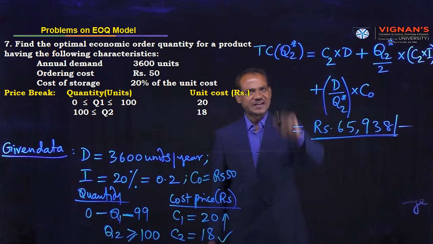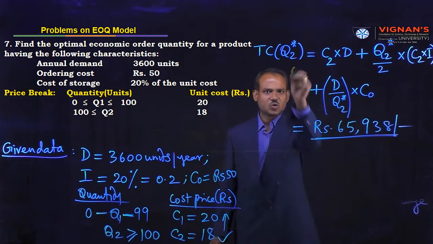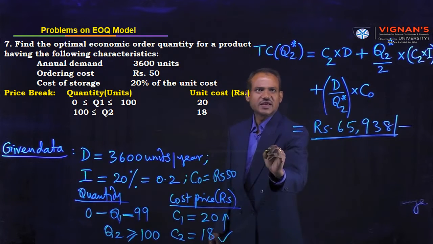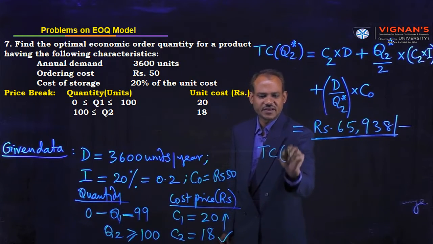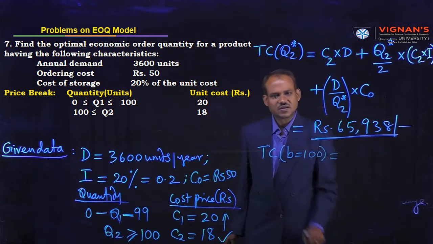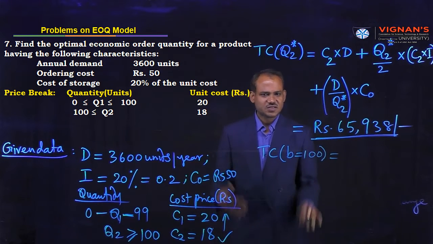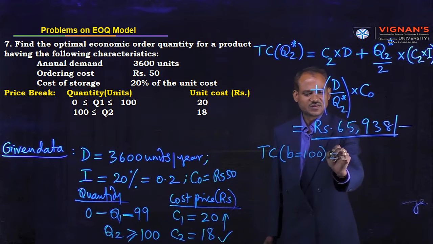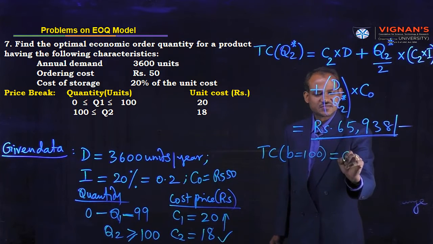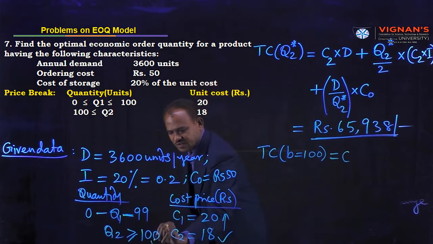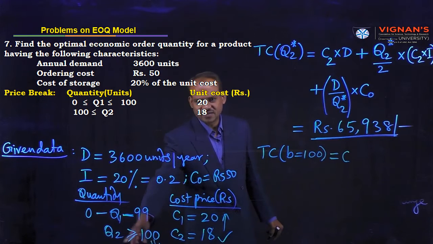So for the satisfied quantity we have calculated the total cost, that means TC at Q2 star. Similarly, also calculate total cost at break quantity. What is the break quantity? B is equal to 100. First I would like to write the formula. You can simply substitute the given values in that formula. So in similar fashion, C into D. Here is the break quantity. 100 is the minimum in this range.